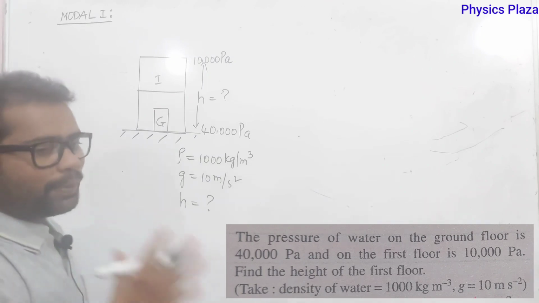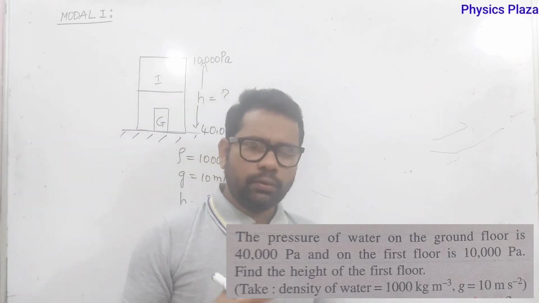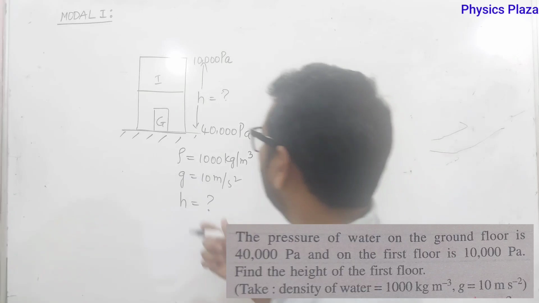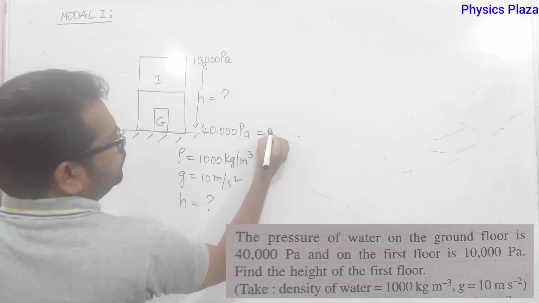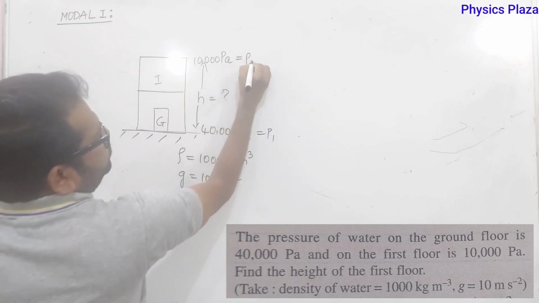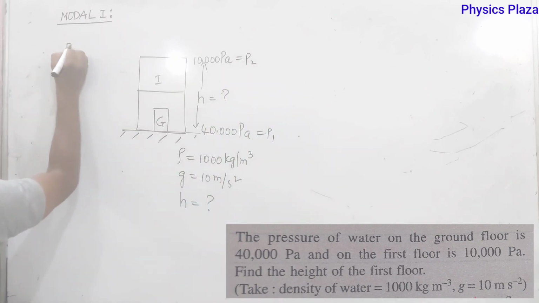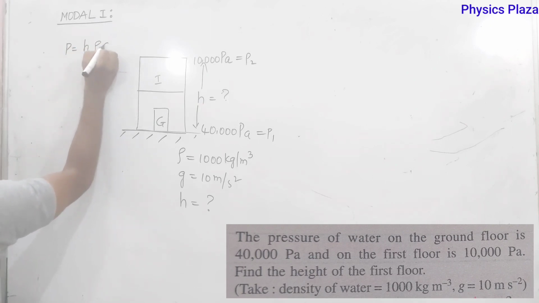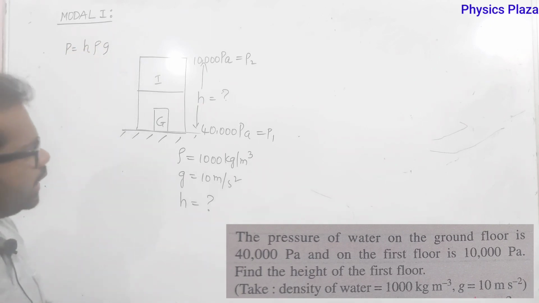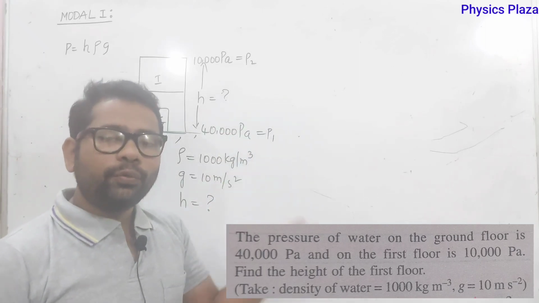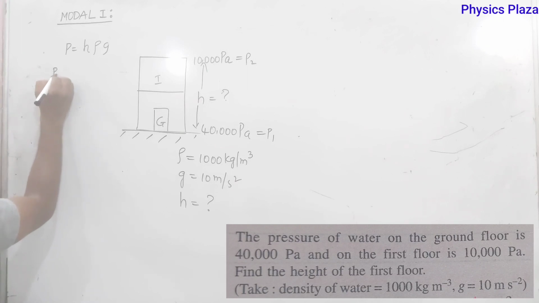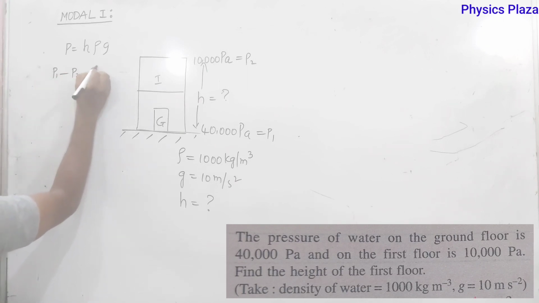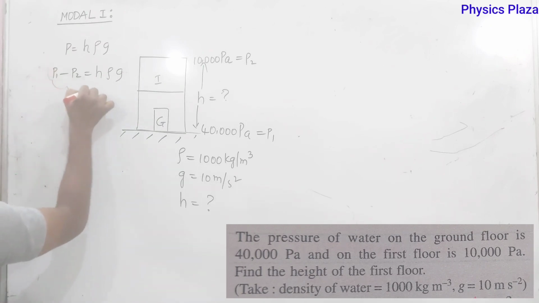So we know that pressure is equal to h rho g. Here the pressure is different at the two places. Let us name them P1 and P2. Then we get one doubt: sir, here pressure P means should I take the P1 value or P2 value? No, it's not that. We have to take the pressure difference. It's very important. Pressure difference, that is P1 minus P2 is equal to h rho g. This is the important formula to remember.